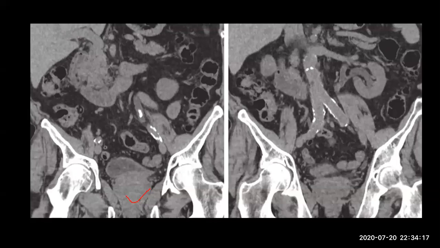What about the left kidney? Is there hydronephrosis or not? There is hydronephrosis on the left kidney. What is the cause of hydronephrosis?